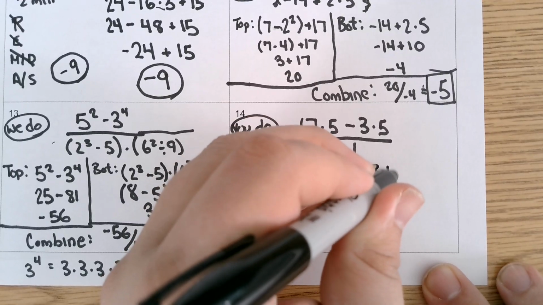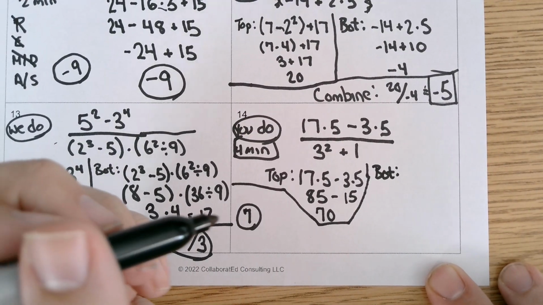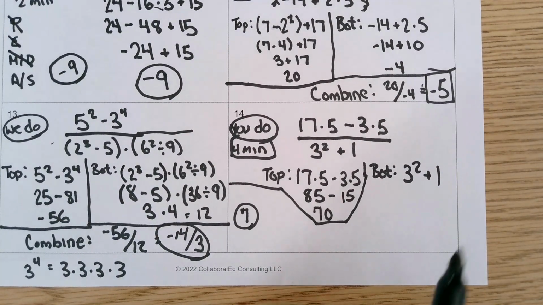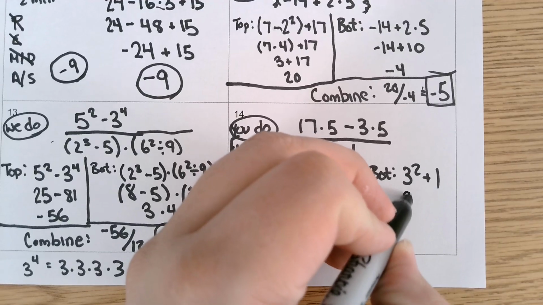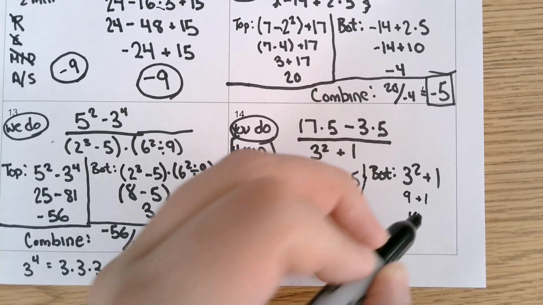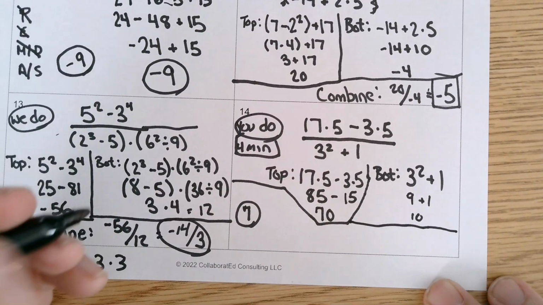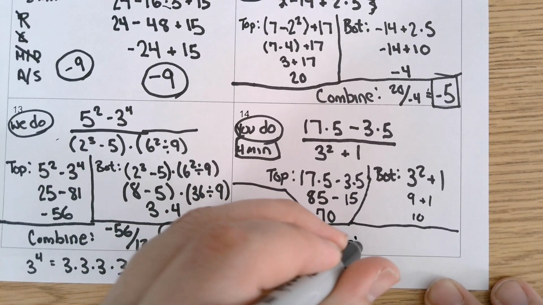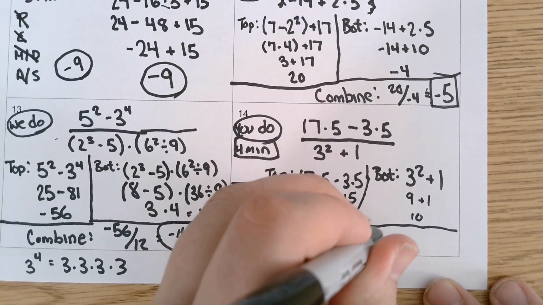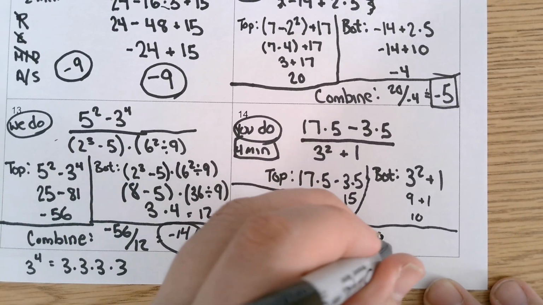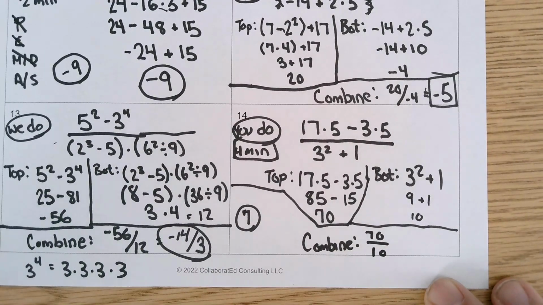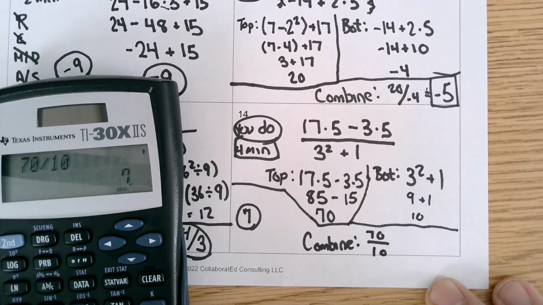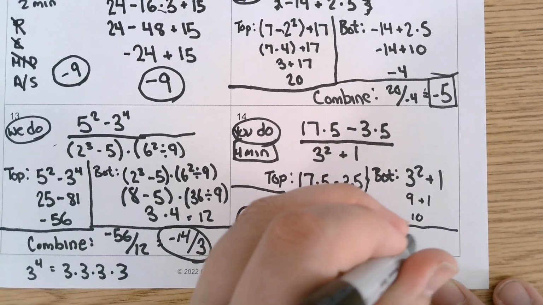Now let's see the bottom. 3 squared plus 1. This one's an easy one. 3 squared is 3 times 3, which is 9. 9 plus 1 is 10. Ta-da. So now we go to our final step. Combine our top and bottom. Your top is 70 from here. Your bottom is 10 from here. And you do 70 divided by 10 equals 7. And that's your final answer.